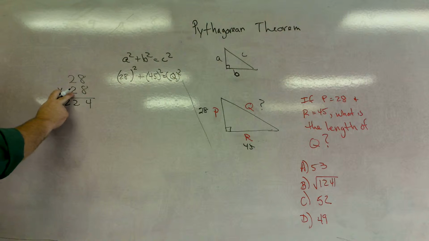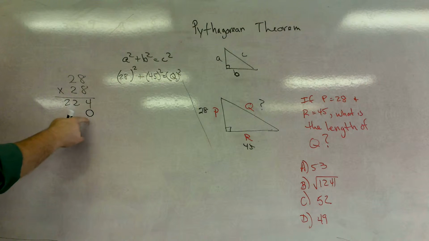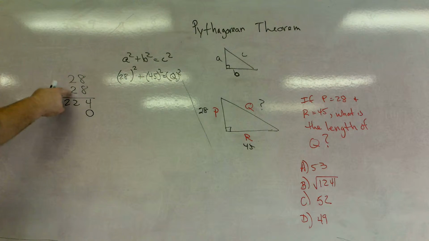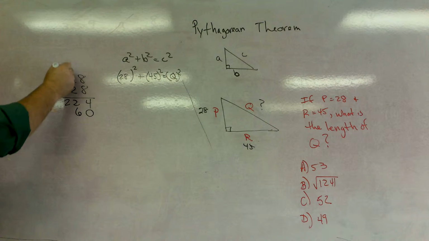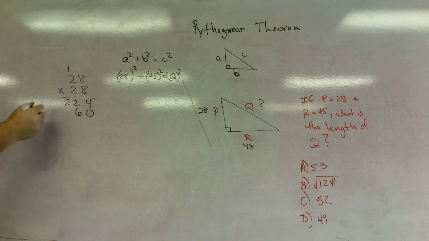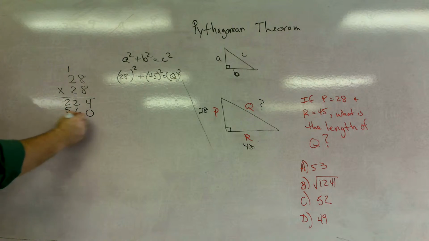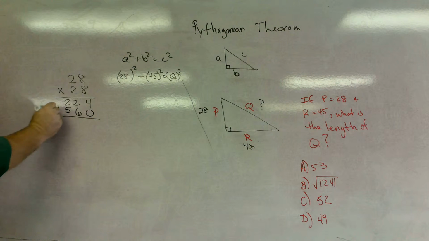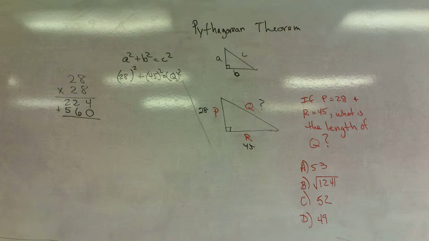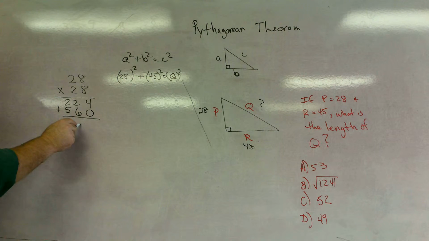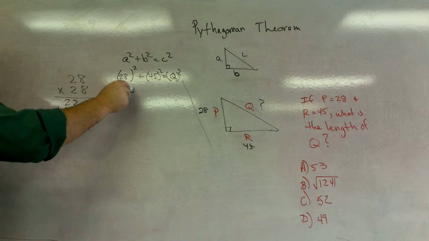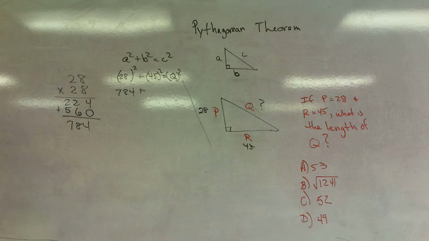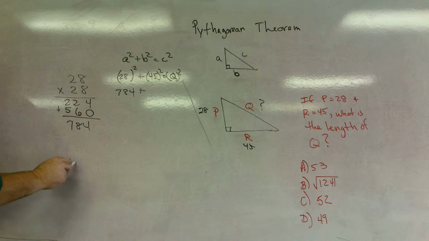So now we're going to multiply by this 2. It's in the 10th spot, so make sure you put in your 0, or at least come over. 2 times 8 is 16. Carry the 1. 2 times 2 is 4, plus 1 is 5. So now we're going to add together 224 and 560, and that gives us 784.